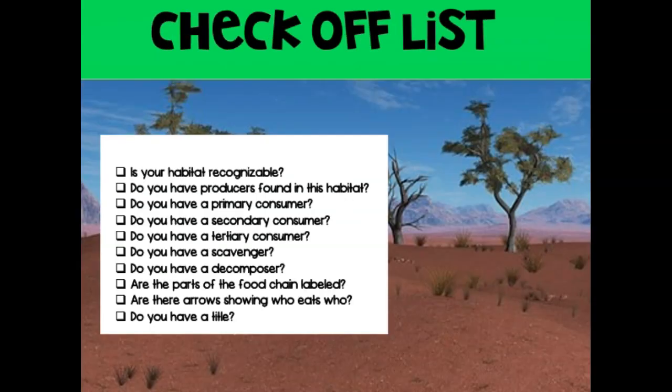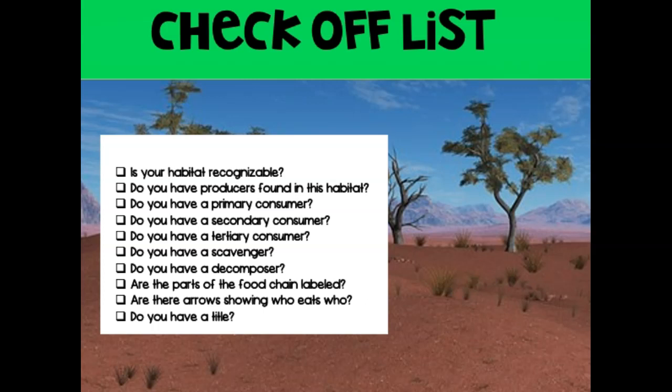Moving on, let's think about a checklist. I will provide this checklist in the comments and below your Flipgrid. The checklist will include: is your habitat recognizable? Is it a desert? Is it a rainforest? Is it a deciduous forest? Is it a savanna? Any number of habitats that you can think of that we've talked about. Have you included a primary consumer, a secondary consumer, and a tertiary consumer? Don't forget about those producers, those plants within that environment that those consumers might be hiding in or eating.